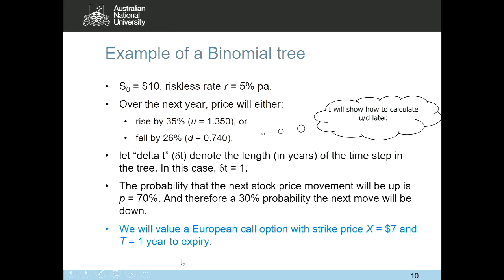Basically, we're going to value a European call option with a strike price of $7 and 1 year to expiry. So we're given the information about the underlying share price, and the strike price of this call option, and we're also told the expiration date for this call option is 1 year.